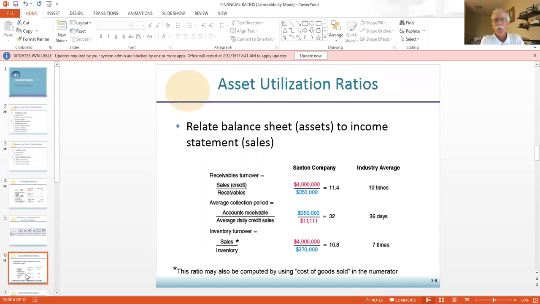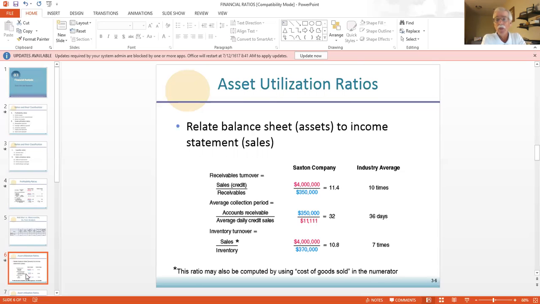First calculation, receivables turnover. If you had credit sales in a year of $4 million, and on average you had a receivable balance of $350,000, then you have turned over your accounts receivable balance 11.4 times. That's a reasonable level of performance. If you get to the point of turning over your inventory, and this is a generalization, once a month or 12 times a year, you've done very well. In this case, you can see the industry average was 10 times. Saxton Company had a turnover rate of 11.4.